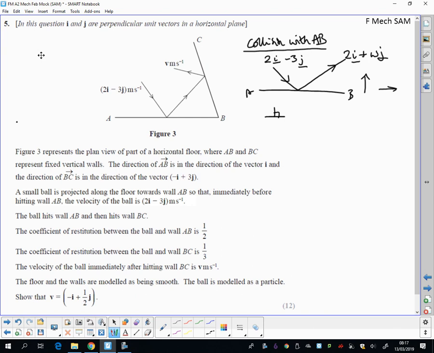So if I look at perpendicular to the wall, this is where we can use Newton's law of restitution. The coefficient of restitution between wall AB and this ball is a half. So a half is going to be our speed of separation over our speed of approach. So our W is 3/2. So after the first collision, we now are moving with velocity 2I plus 3/2j. And I've got you 3 marks in the mark scheme for that bit. And then we're going to need to look at the second collision.